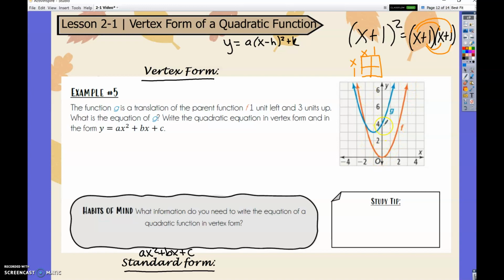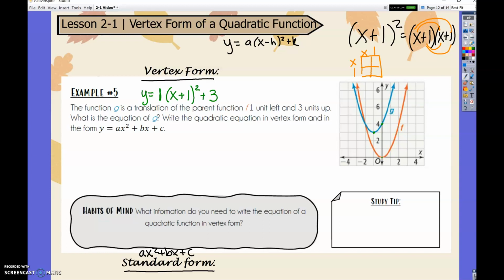Our orange parent function is x squared. Notice what it's done. It moved left 1 and up 3. If we do the vertex form, which we practiced in the last example, that's going to tell us y equals (x plus 1) squared, because remember when it moves left 1, we do the opposite, and my k value will be 3. To figure out this a value, I'm going to forego that whole substitution thing. I'm just going to check. This little function goes over 1, up 1, just like its parent function does. So we're going to know that that's just a 1, and it also is opening up. So we are done with vertex form.